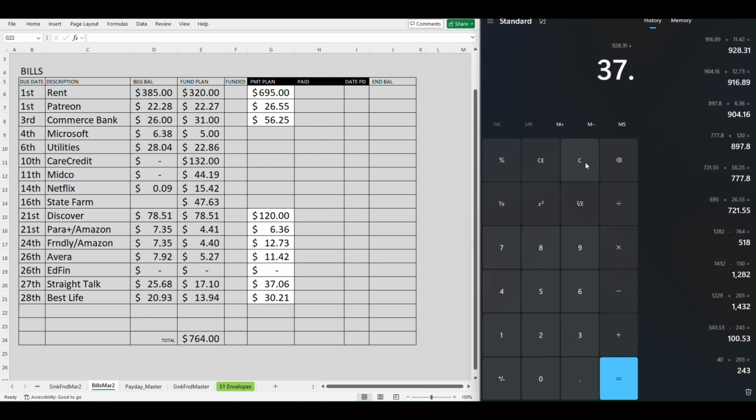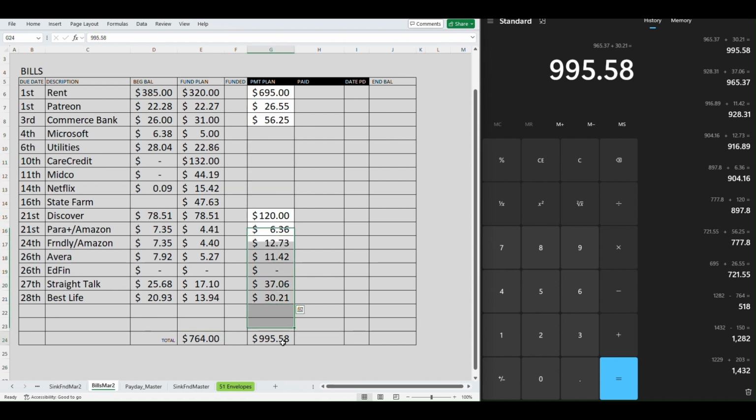This shows that I'm saving money by putting a little bit aside every single paycheck, because my outgoing bills that I'm paying out is more expensive, more money than the amount that I'm funding just from this one paycheck. So I'm funding $764, but I'm paying out $995.58. So that would be a deficit normally, but I don't have to worry about the deficit because I already had a beginning balance, and so I've got the money to take care of those bills.